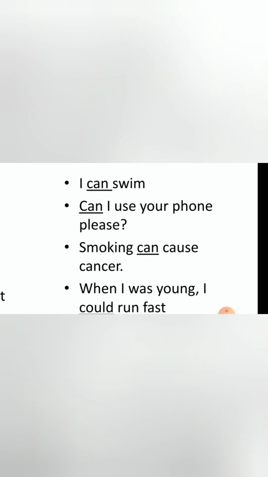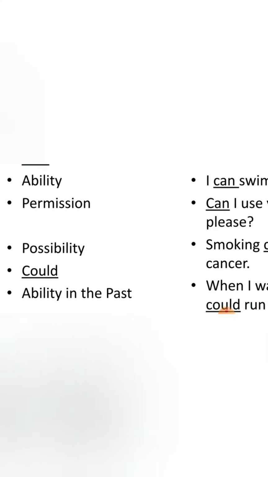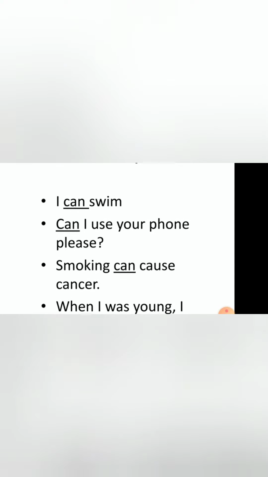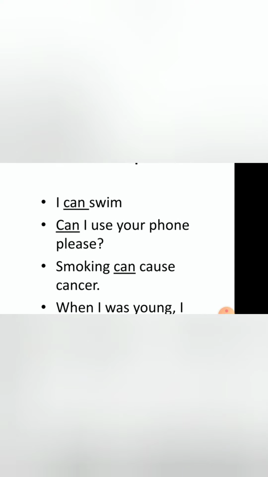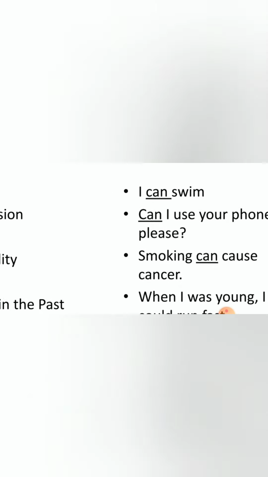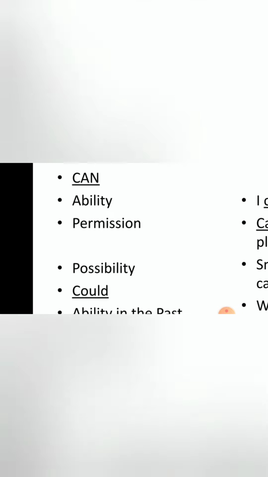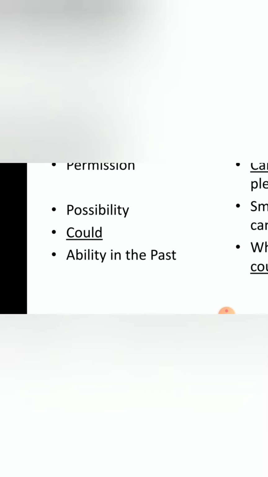See the sentence, smoking can cause cancer. So it gives the possibility of the thing. Smoking can cause cancer. Possibility. There may be, a thing that may happen. Right? So these three functions are used in the modal verb can: ability, permission, possibility.